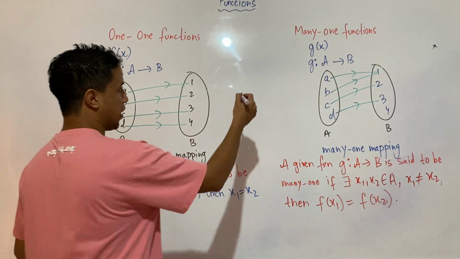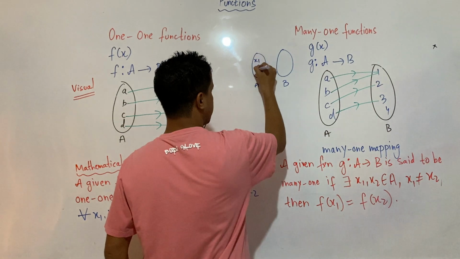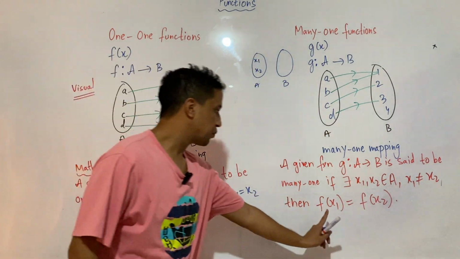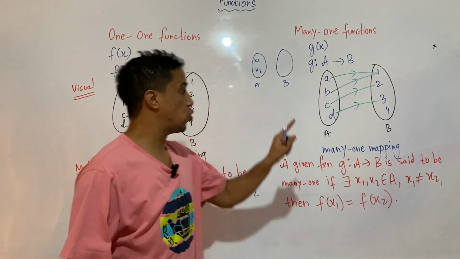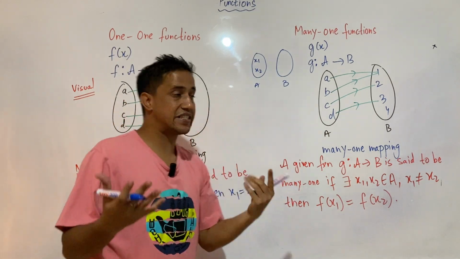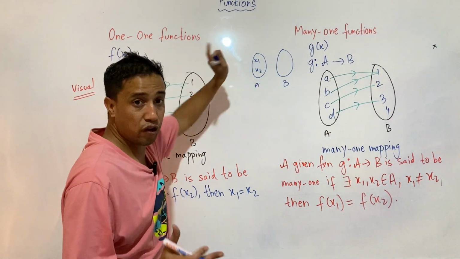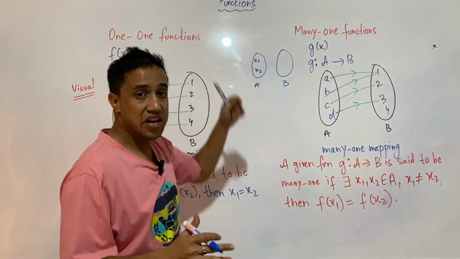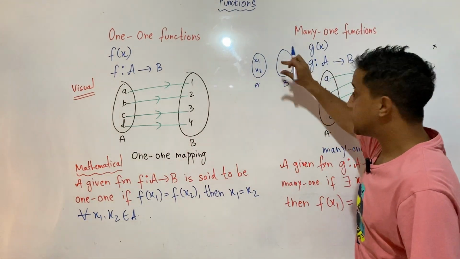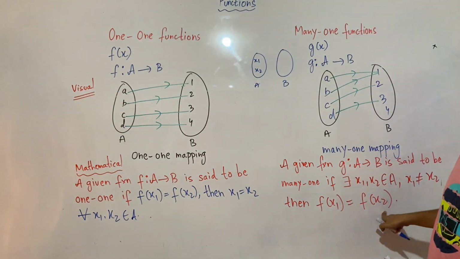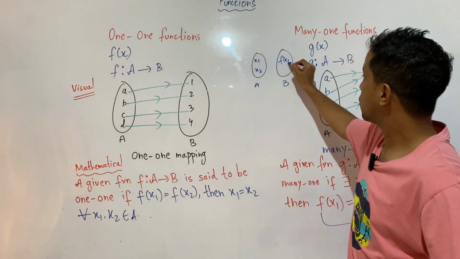It says that here you have set A, here you have set B. Okay, this is your x1, this is your x2. So he says that x1 and x2 are not equal. When they are not equal, it means that these are not the same elements. So these are unique elements. Unique elements means they are not equal. But here f of x1 is equal to f of x2, so it just represents one element.